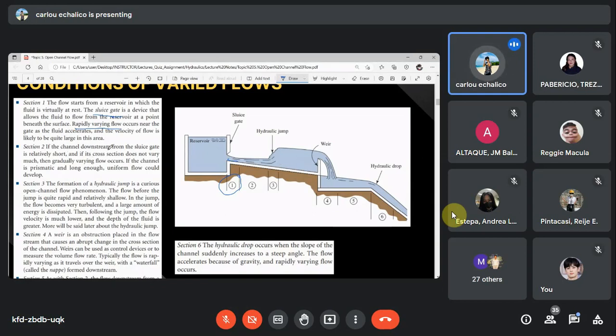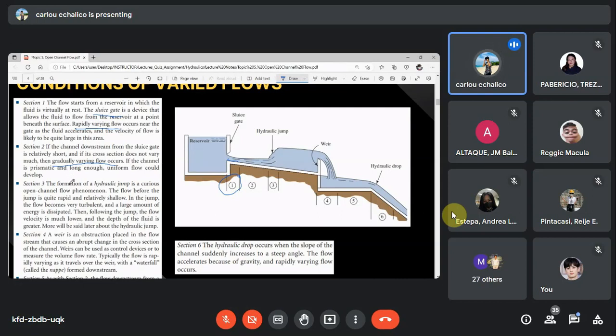So the channel downstream from the sluice gate is relatively short. And if the cross section does not vary, then the gradually varying flow occurs. Gradually varying flow. If the channel is prismatic and long enough, uniform flow could develop. So if our channel is prismatic, the section does not vary to a certain length, so it can develop uniform flow in that case.